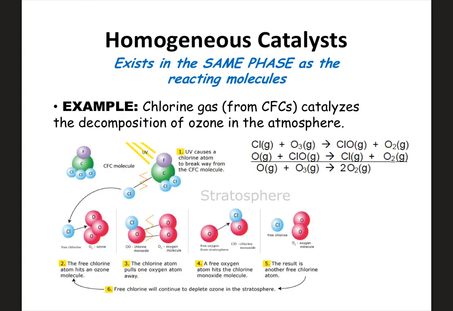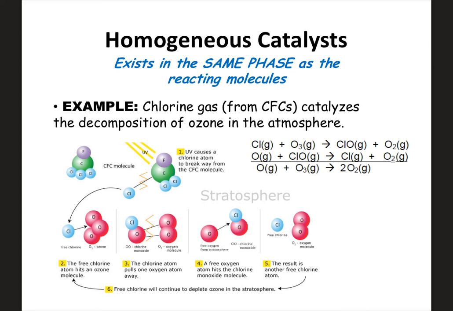I just want to talk a little bit more here about catalysts. If you ever hear the term homogeneous catalyst, we know that homogeneous mixture means it's all uniform. So it's kind of the same idea here. If you have a homogeneous catalyst, the catalyst exists in the same phase as the reacting molecules. So for example, chlorine gas, which could come from these chlorofluorocarbons, these CFCs, can catalyze the decomposition of ozone in the atmosphere. They're both in the gaseous state. So the catalyst is a gas and the molecule it's reacting with is a gas. You can kind of see that here in this picture.